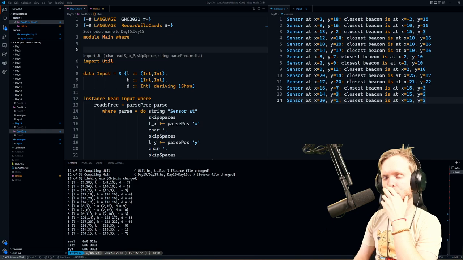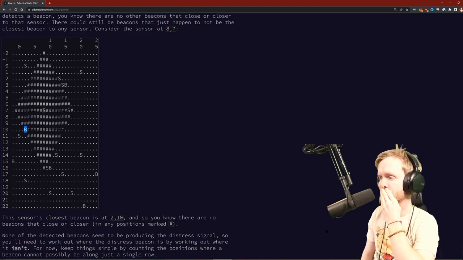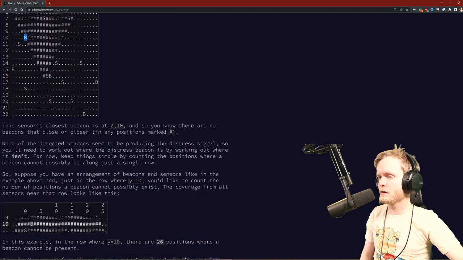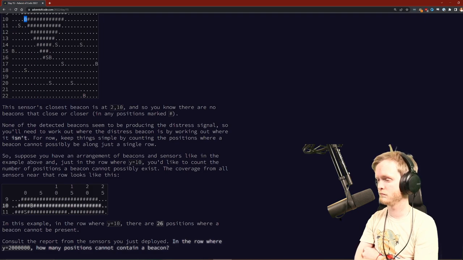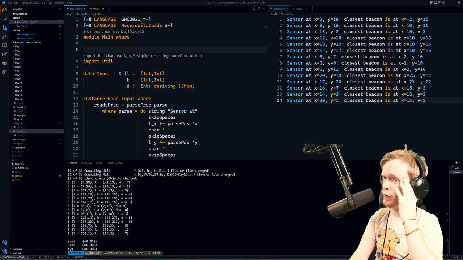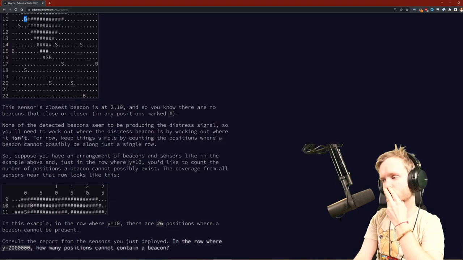Okay, so this is the distance for which we know there are no sensors. None of the detected beacons will produce a distress signal. So return the positions where a beacon cannot be present. How many positions cannot contain a beacon in a row where y equals 2,000,000?